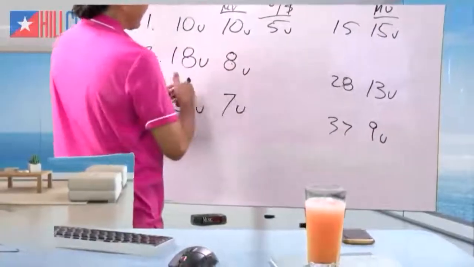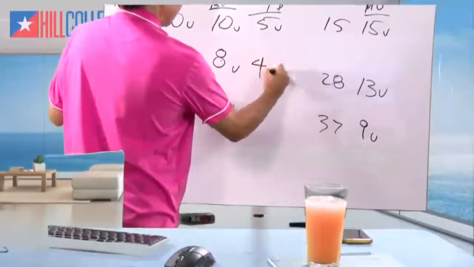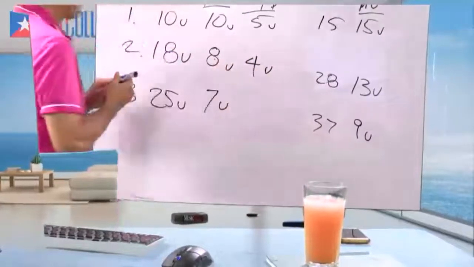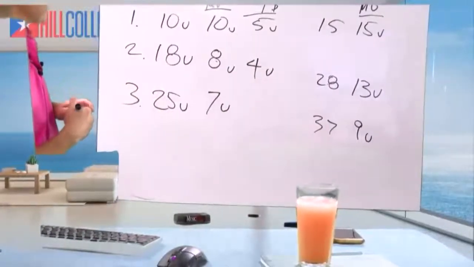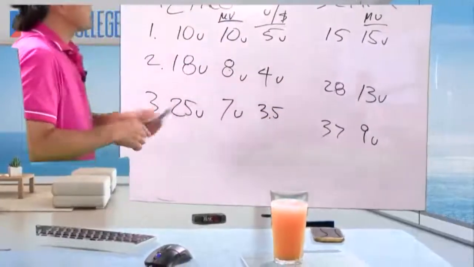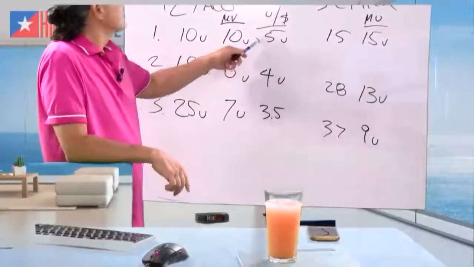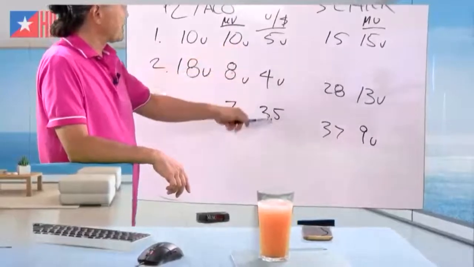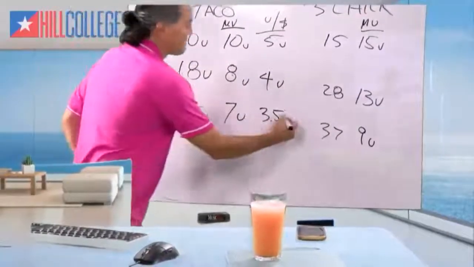Utils over dollar for 8 is 4 utils because we got 8 for $2. At third taco, we got 7 utils for $2, so that's 3.5 utils. Which means for every dollar we spend, we're getting less and less satisfaction out of it.